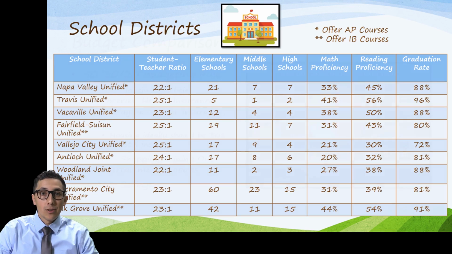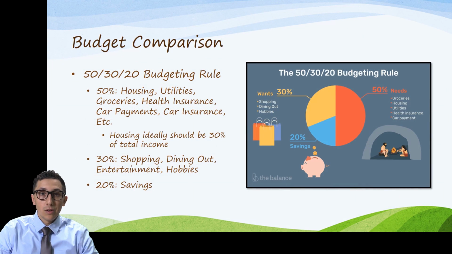One way to maintain a healthy budget is to follow the 50-30-20 budgeting rule. This means that 50% of your income goes towards paying rent, utility bills, health insurance, car insurance, and groceries. Housing should ideally be 30% of your total income. 30% of your income can go towards shopping, dining out, and entertainment, while the remaining 20% of your income will go towards your savings. This budget can be difficult to follow, especially if your rent is more than 50% of your monthly income.